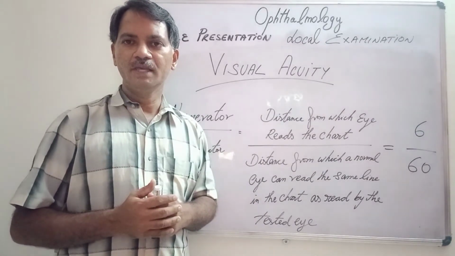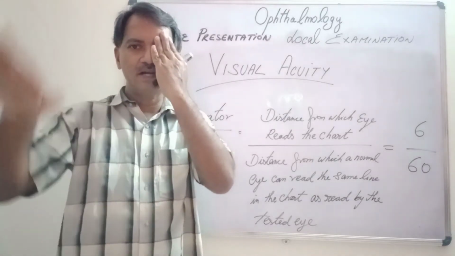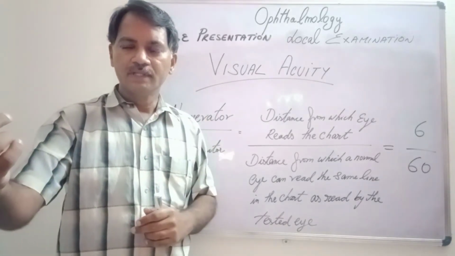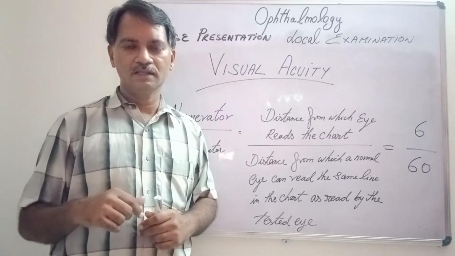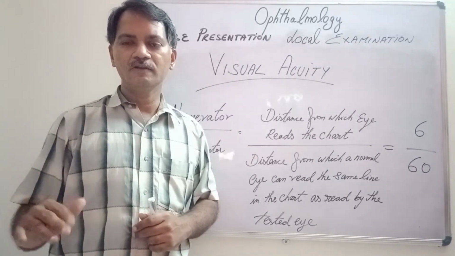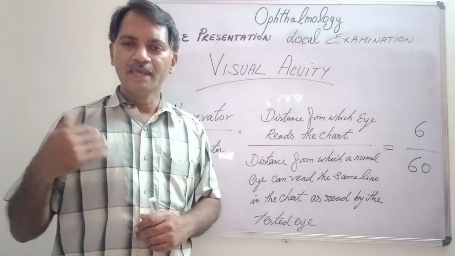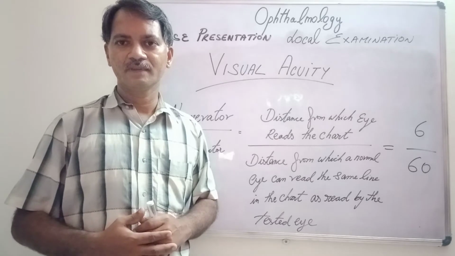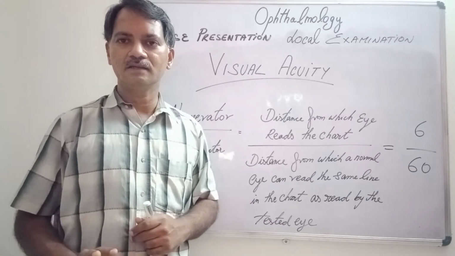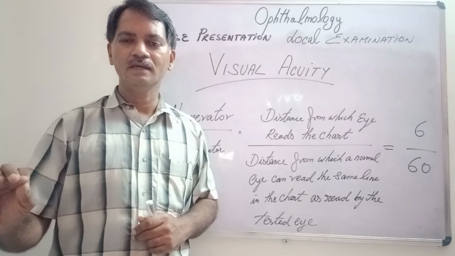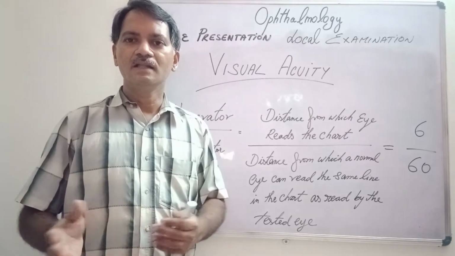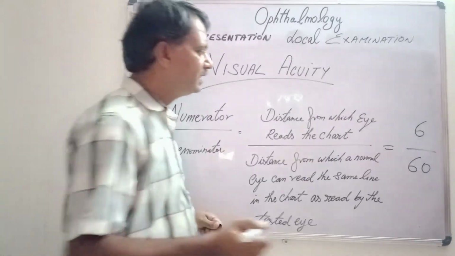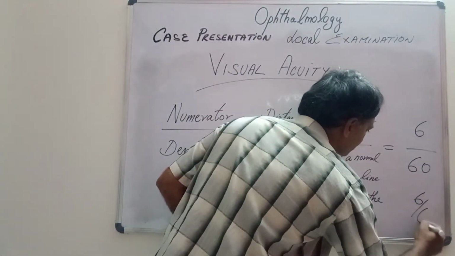Suppose I am able to read all the 7 lines. Then the testing distance will be 6. That is the numerator. The denominator will be 6 because I am able to do the same work as done by a normal eye. I am able to read up to the last line. That should be read by a normal eye from a distance of 6 meters. The same thing I have done from a distance of 6 meters. So, that should be recorded as 6 by 6.